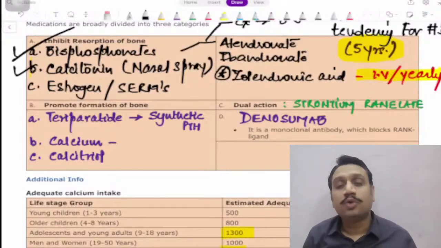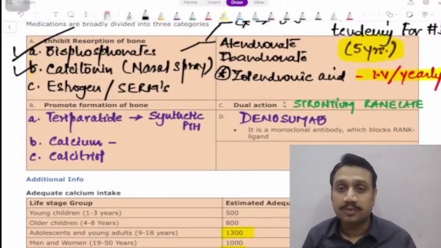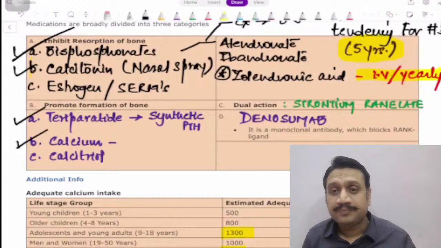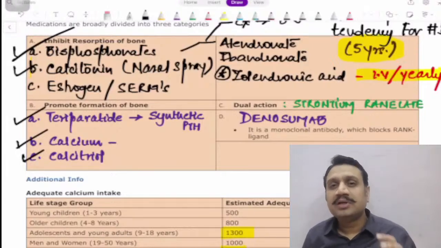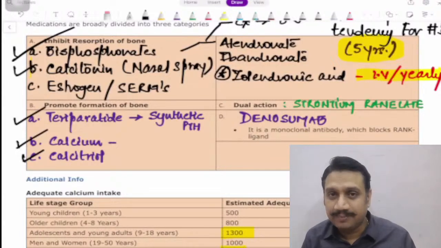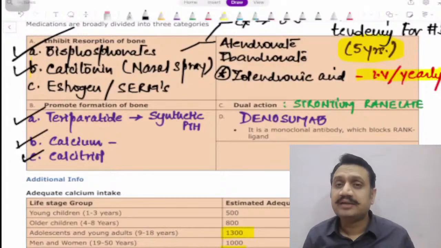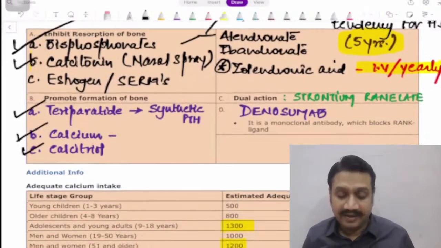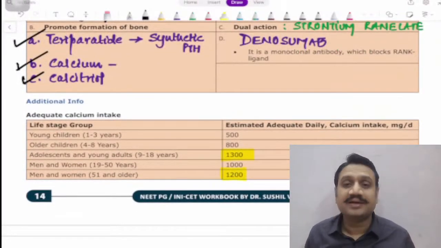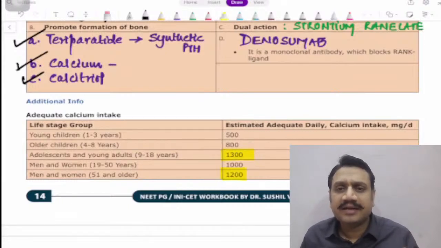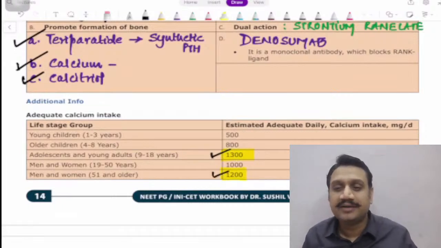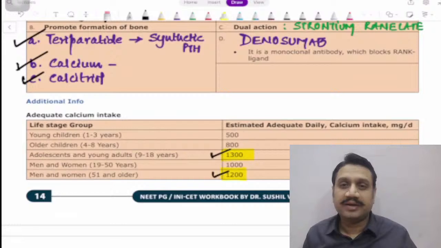On the other hand, we also have to give the drugs which are going to increase the formation of the bone, and that starts with teriparatide, calcium, and calcitriol, that is vitamin D. Always remember the normal requirement of calcium per day in our body is 800 to 1000 milligram, that is 1 gram. When you give supplements, the requirement may increase up to 1200 or 1300 depending upon the age. If it is an adolescent age group, there might be more requirement. If it is the elderly age group, again it might be more. So 800 to 1000 milligram is the usual dosage required, right?